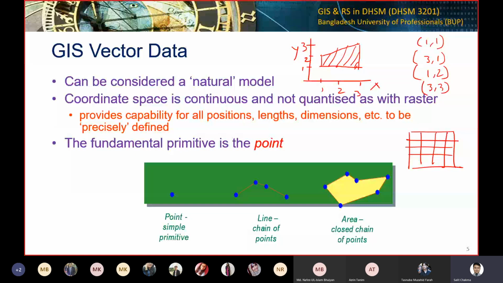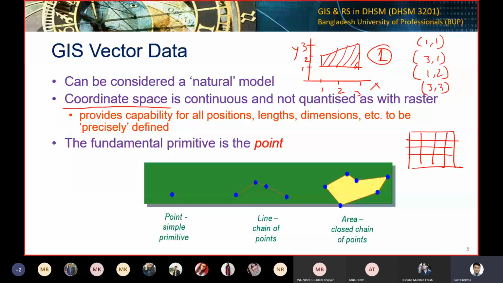Whenever you have a vector, you must think of that coordinate space. This is very important. If you have the wrong coordinate space, then your things might go south. "Go south" is a phrase; it means it might go wrong. For example, your data is collected in one coordinate system, coordinate system number 1. Since it was collected using coordinate system 1, you said that the points are 1, 1, 3, 1, 1, 2, and 3, 3.